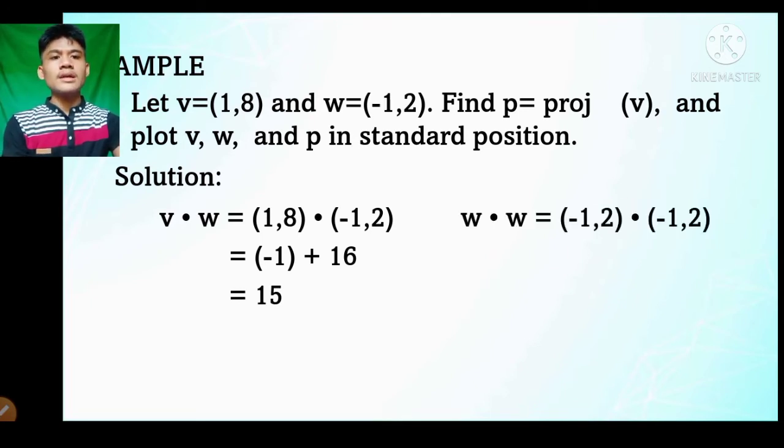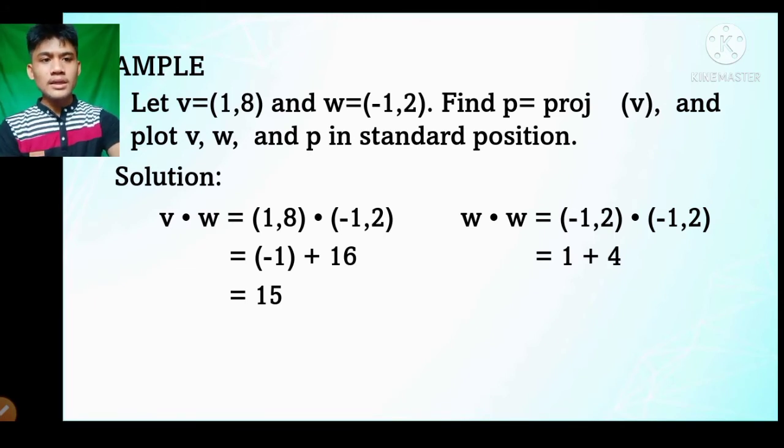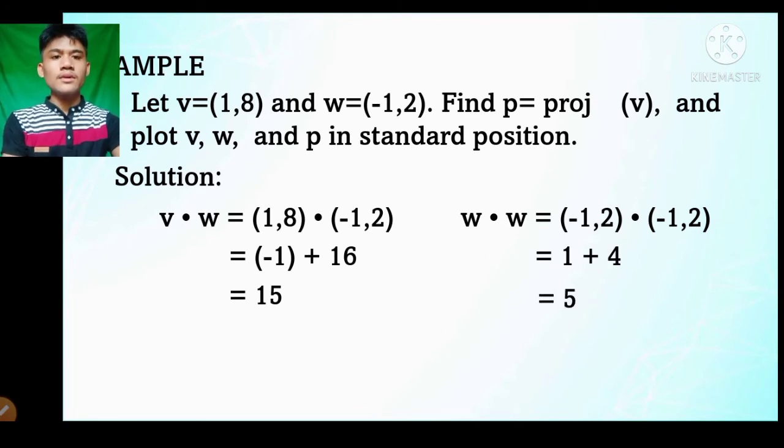Next is the second one, W multiplied by W. For the value of W, just multiply each: x for the x, so we have -1 multiplied by -1, which is +1, and 2 times 2, so we have 4. And that would be equal to 5.